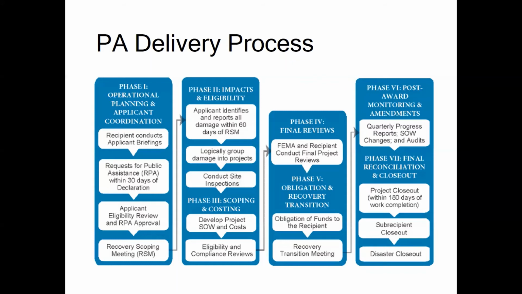Once FEMA, HSEMD, and the applicant agree on the damage description and dimensions, projects are then scoped and costed. Documentation is reviewed, and once final reviews are completed by FEMA, HSEMD, and the applicant, projects are obligated. All project formulation occurs in FEMA's Grants Portal. The federal share of the project becomes available at obligation.